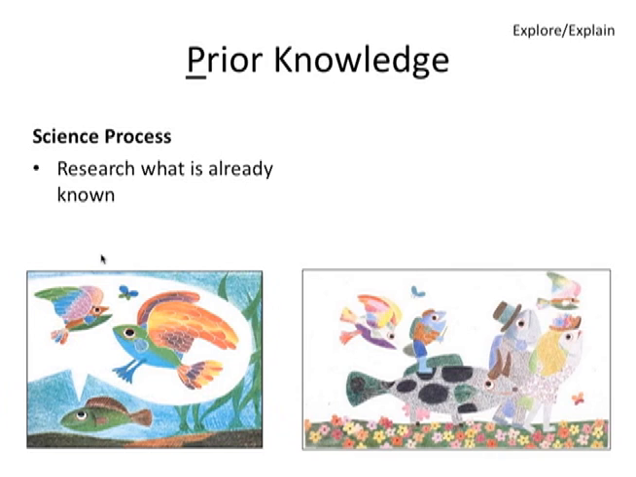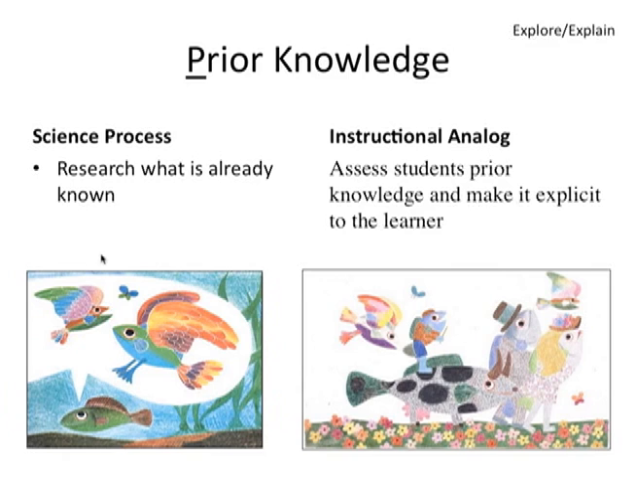The next phase is prior knowledge. If we think about the science process, now we've got a research question, and we're going to take a look at what's already known out there. What does the literature already tell us? This maps to the instructional analog of assessing students' prior knowledge and making it explicit to the learner.